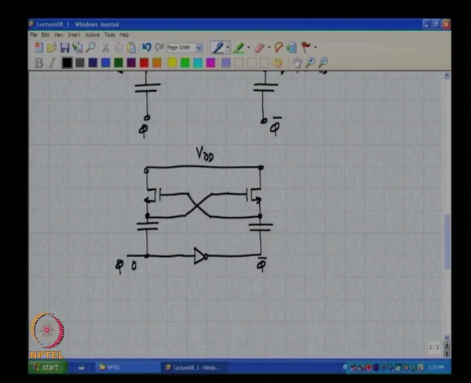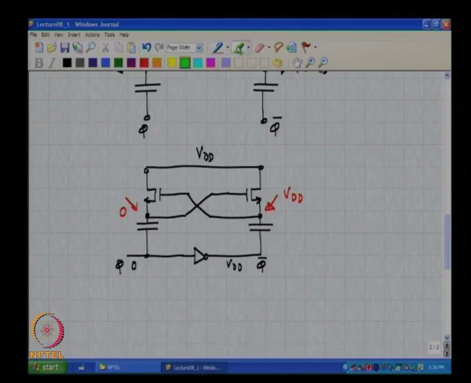When phi is 0, what is the absolute voltage at the output of this inverter? It is VDD. Let us assume both the capacitors are initially uncharged. So, what is the voltage at the top plate of the left capacitor? It is 0, right. What happens to the voltage at this point? The capacitor is uncharged, so this absolute potential will be VDD.